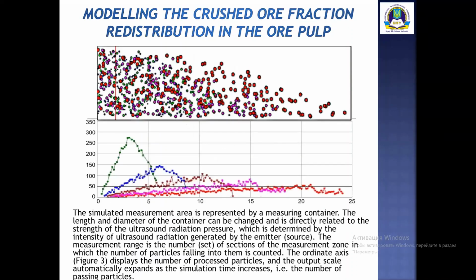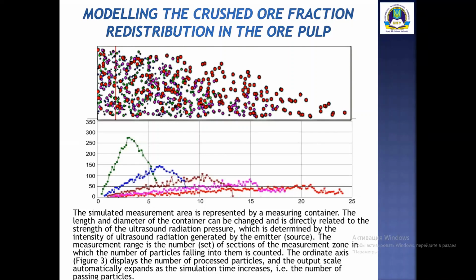The program allows to vary the crushed ore particle density in the specific size ranges, the geometry of the measurement, and the position of the source of the ultrasonic vibration intensity. The concentration of solid phase particles and their size distribution before the simulation are set. The simulated measurement area is represented by a measuring container. The length and diameter of the container can be changed, and it's directly related to the strength of the ultrasound radiation pressure, which is determined by the intensity of ultrasound radiation generated by the source.